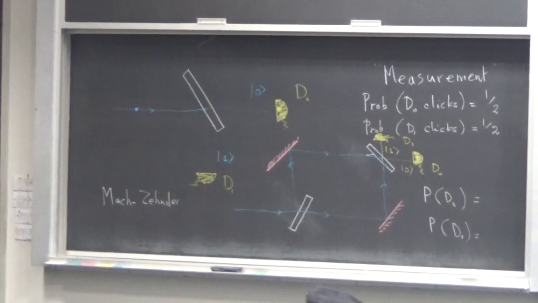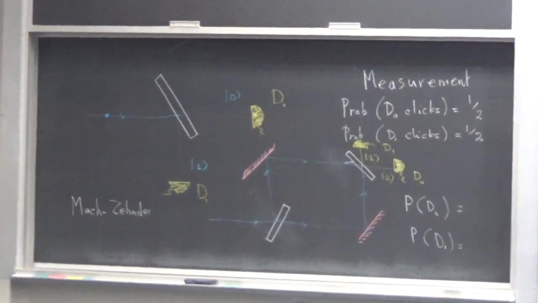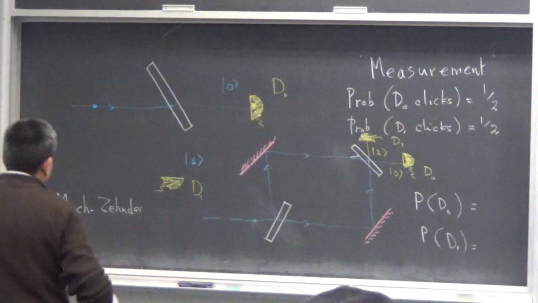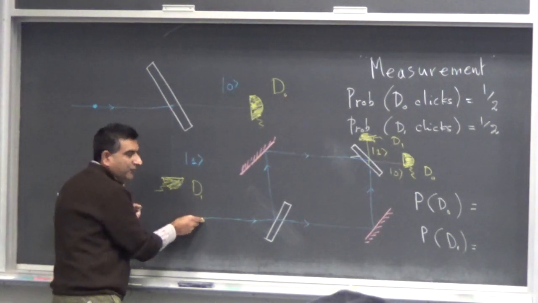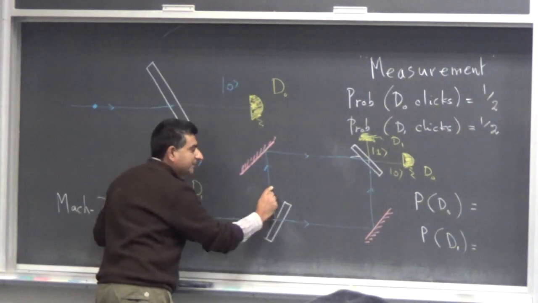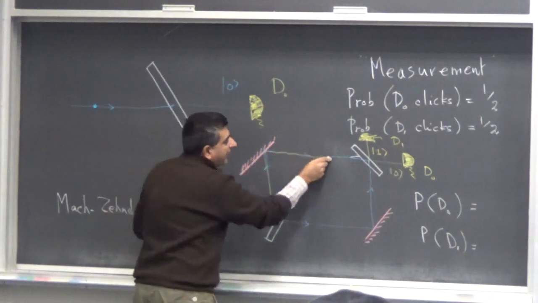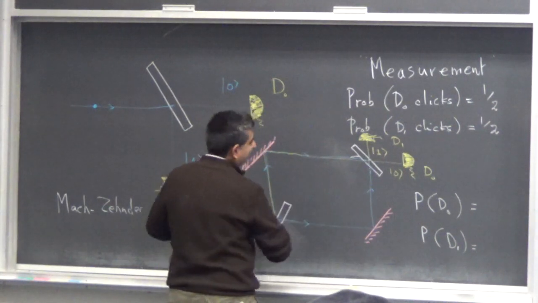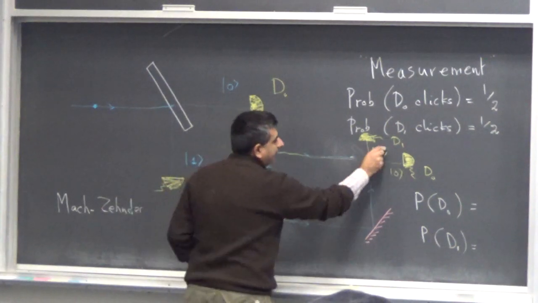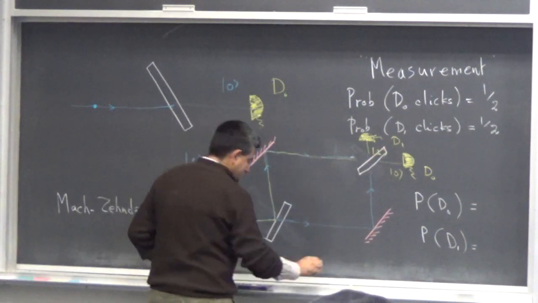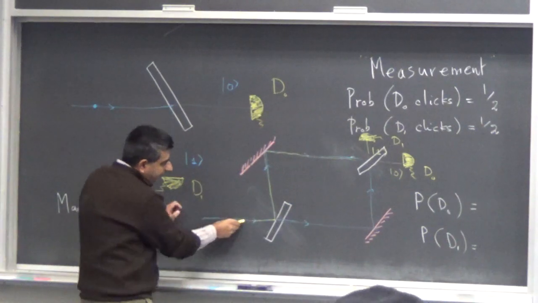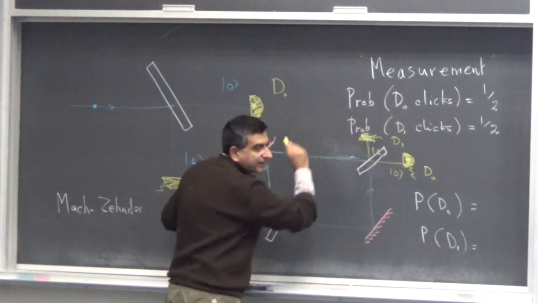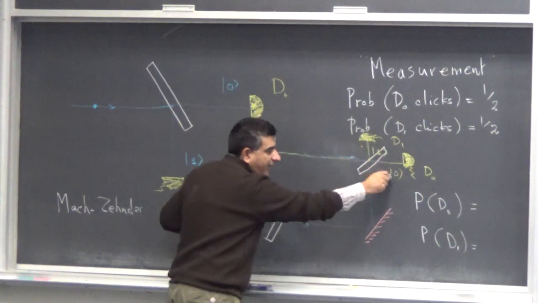So each beam splitter is giving a 50% probability of reflecting the photon and a 50% probability of transmitting the photon. So suppose a photon comes in, suppose it's reflected from this beam splitter. It's always reflected here. Here again it can either be transmitted or reflected. So there's a half probability of getting here and a half probability of getting here.